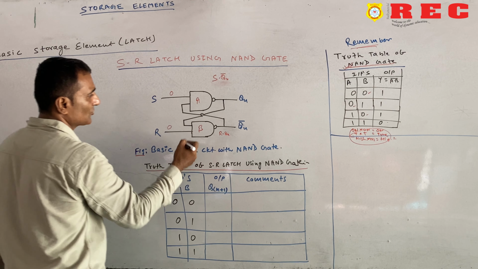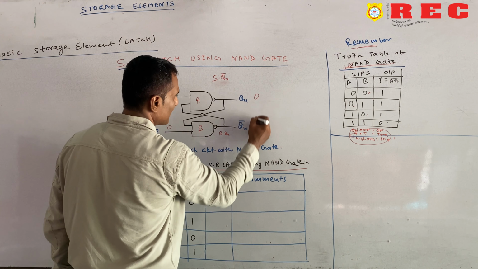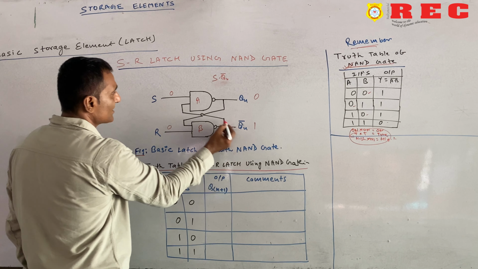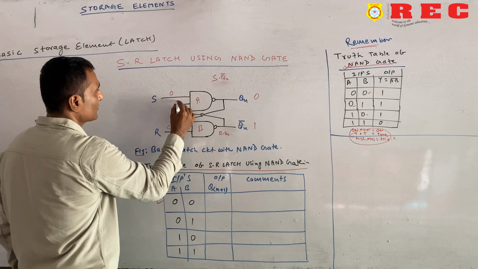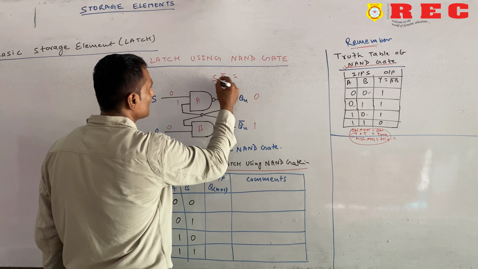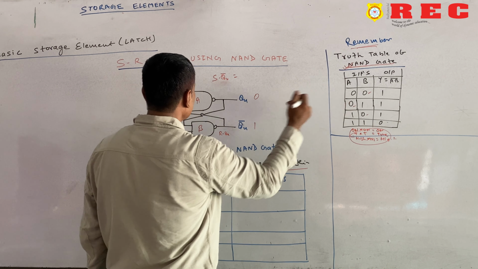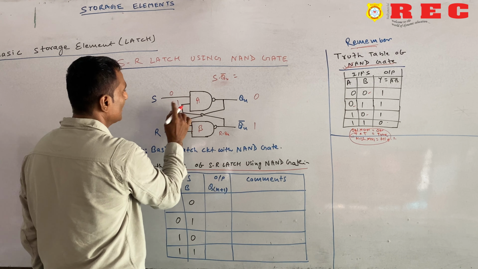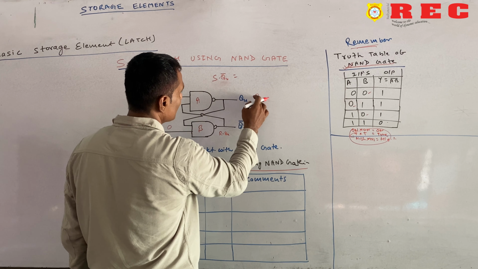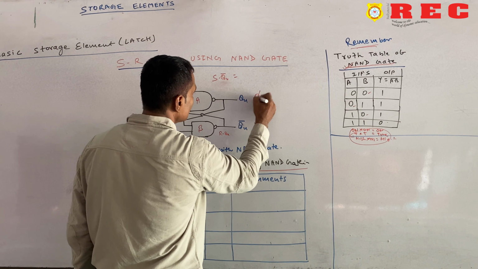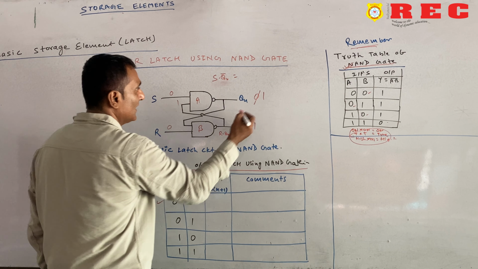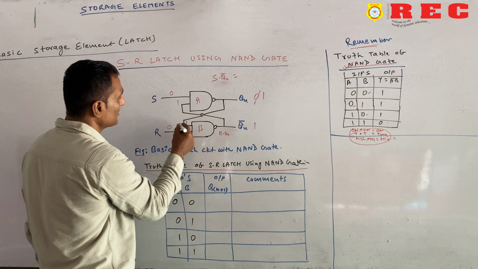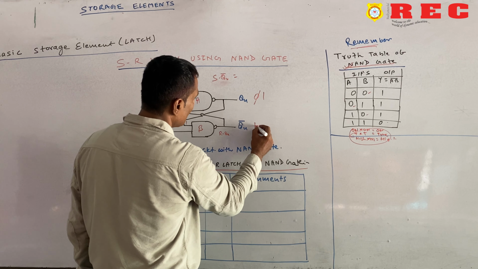S is equal to 0, R is equal to 0. Let's suppose Qn is equal to 0, and Qn complement initially will be 1, the opposite of Qn. Now what will happen? This Qn complement will come here, and this is 1, so 0 into 1. From the truth table of the NAND gate, if any one input is 0, the output is 1. So the output will be 1. Again this 1 will come here, 0 is already here, 1 and 0. Again, if any one input is 0, the output is 1. So this will be 1.